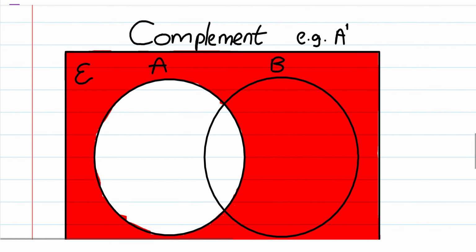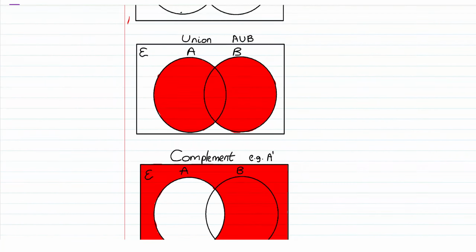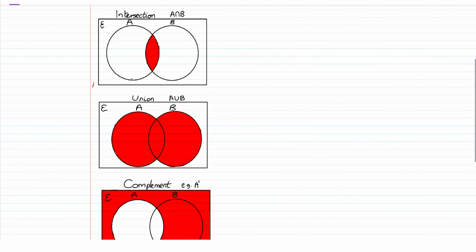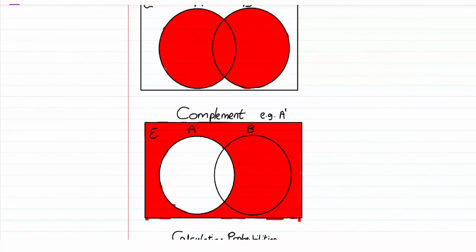This means everything that's not in A, so anything that's in B but not in A, and anything that's not in either of the sets. A great way of picturing all three is by shading the relevant region so that you can clearly visualize what's happening.